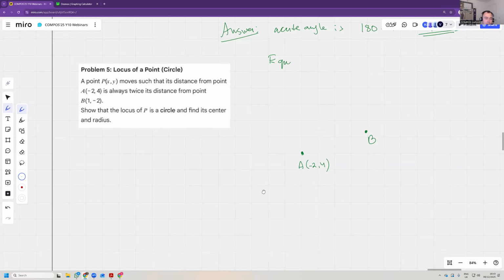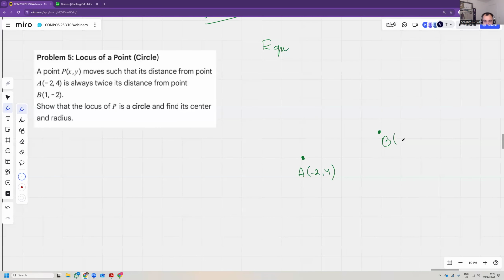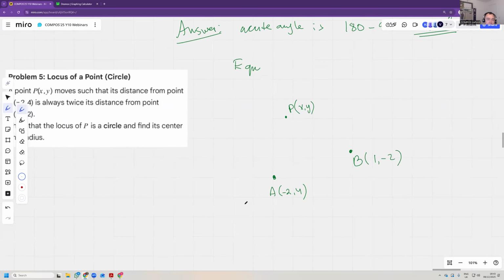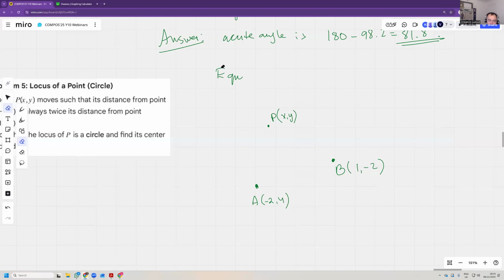Now, it says we have a given point A and a given point B with coordinates (1, -2), and we have a set of points P which are... With question 4 you could subtract, yes. You could subtract theta 1 from theta 2, of course.